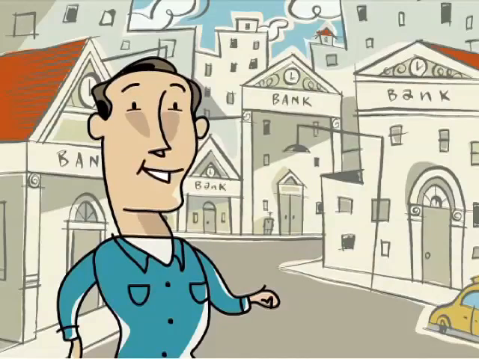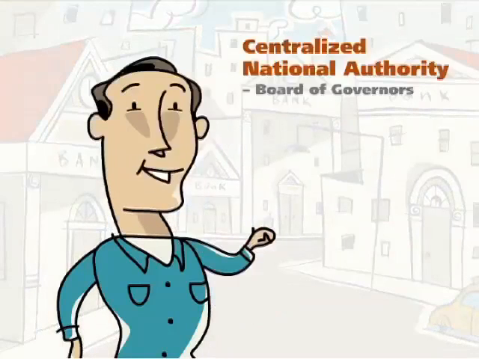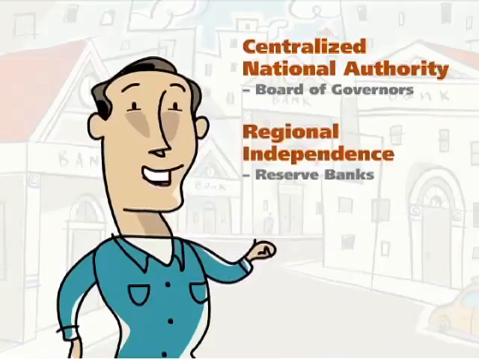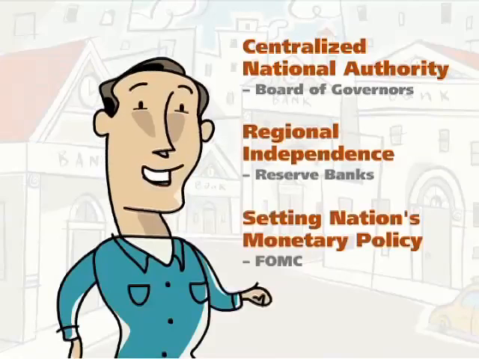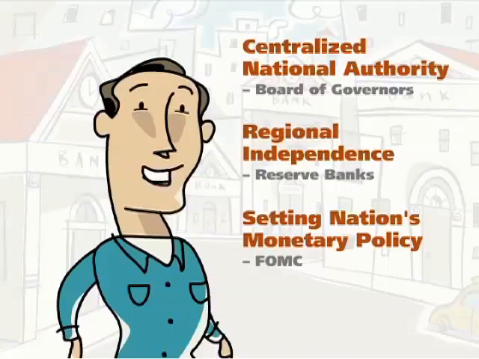To achieve these goals, the Fed, then and now, combined centralized national authority through the Board of Governors, remember that on the map, with a healthy dose of regional independence through the Reserve Banks. A third entity, the Federal Open Market Committee, brings together the expertise of the first two in setting the nation's monetary policy.